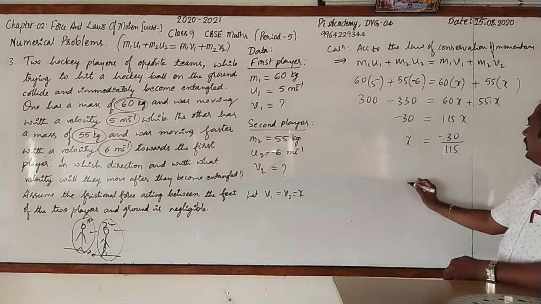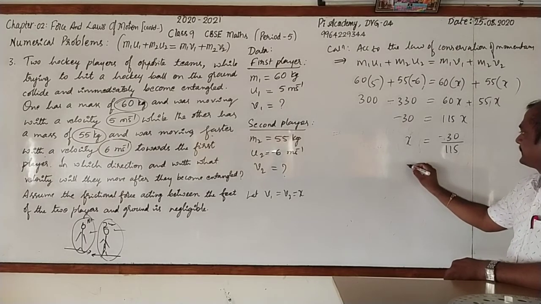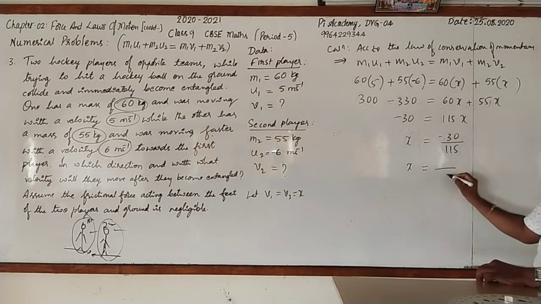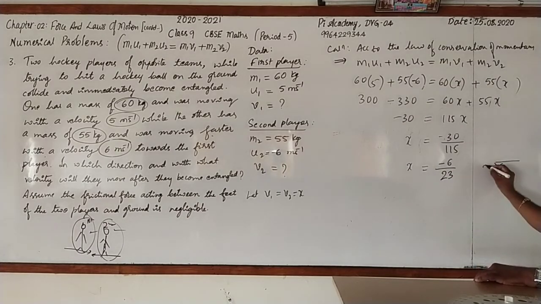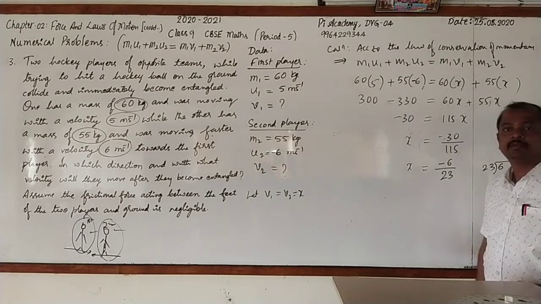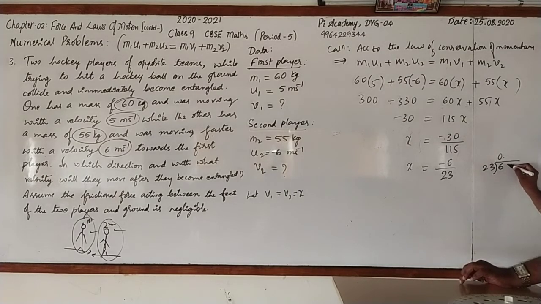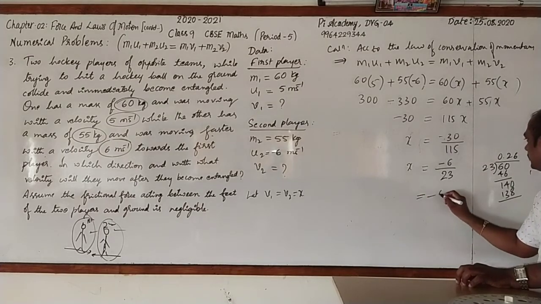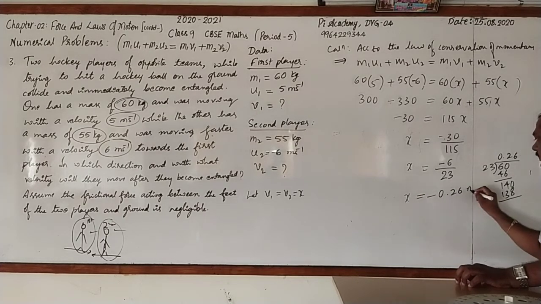Now I'll go for solving it. Divide 30 by 115. 0 point, here 0. 2 times 115 is 230, take 1 0, then so on, carrying as in long division. So it is minus 0.26 meter per second.